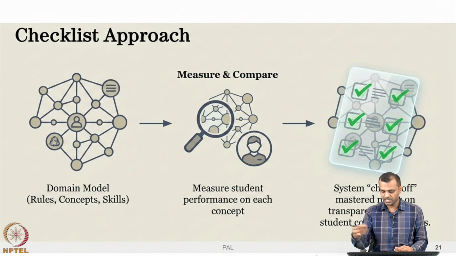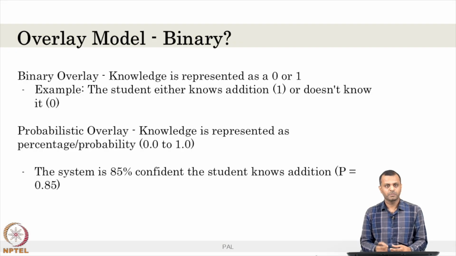And if it does correctly, the student checks off the answers. That's all. It's very simple. Then it moves on to the next particular node. So, but is the overlay model binary or non-binary?